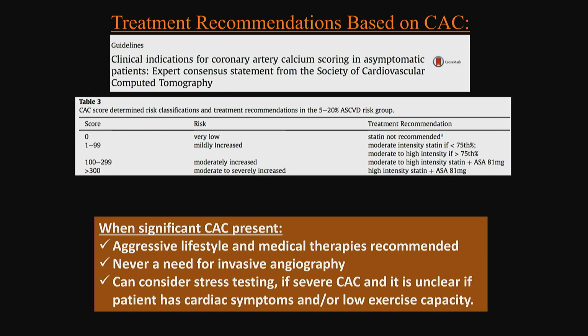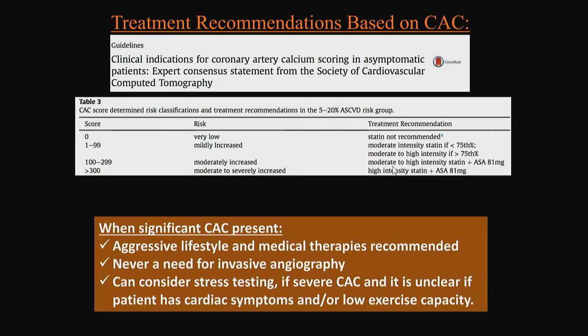So a question that does come up is when patients are found to have elevations in their coronary artery calcium score, how should we treat them? And this is a table from the SCCT guidelines, but if I were to summarize these recommendations, the majority of patients who are found to have coronary artery calcifications should be on either moderate or moderate to high intensity statins.